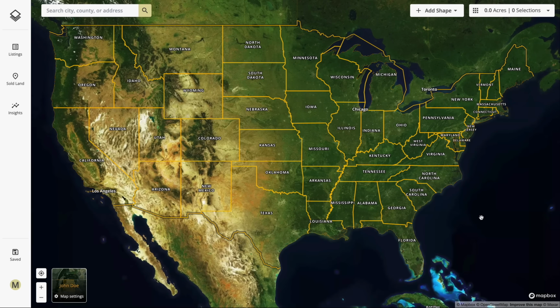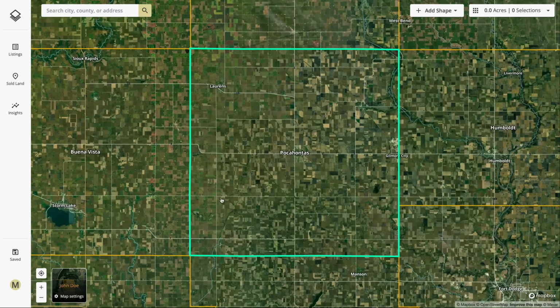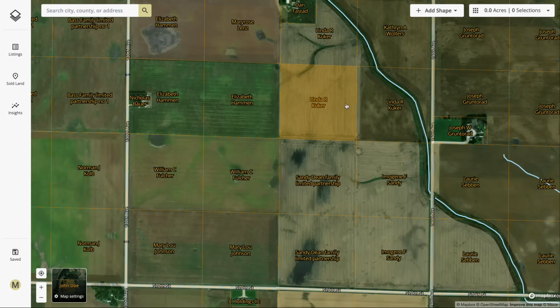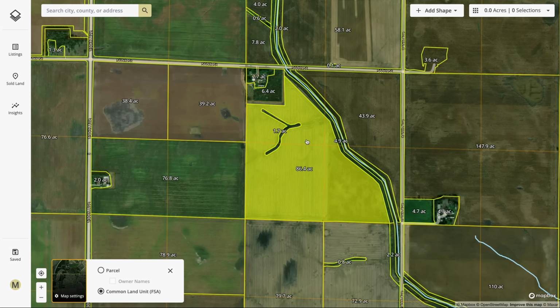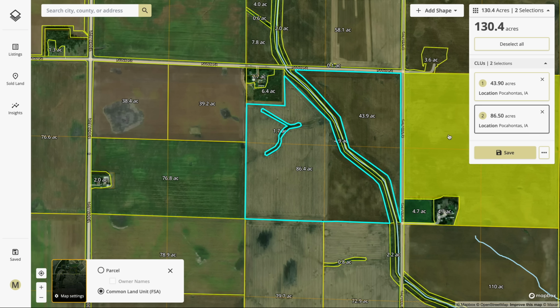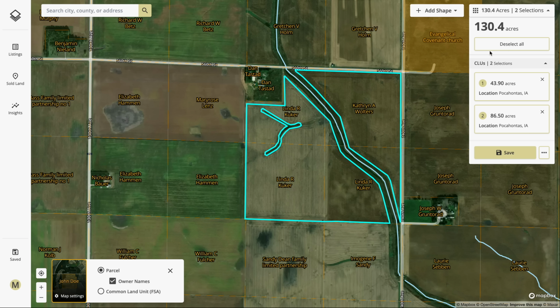A farmer reached out to us with an off-market opportunity in Pocahontas County, Iowa, offered at about $1.5 million or a touch under $10,000 per gross acre. As this is farm ground, the first thing we need to do is recalculate cost on a per tillable acre basis. Using the CLU view, I can verify 130 tillable acres, adjusting my price assumption to about $11,500 per farmable acre.